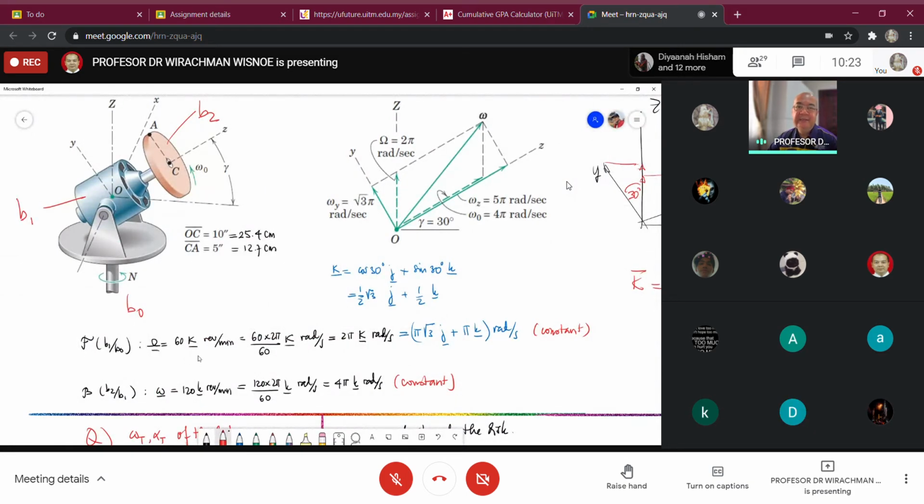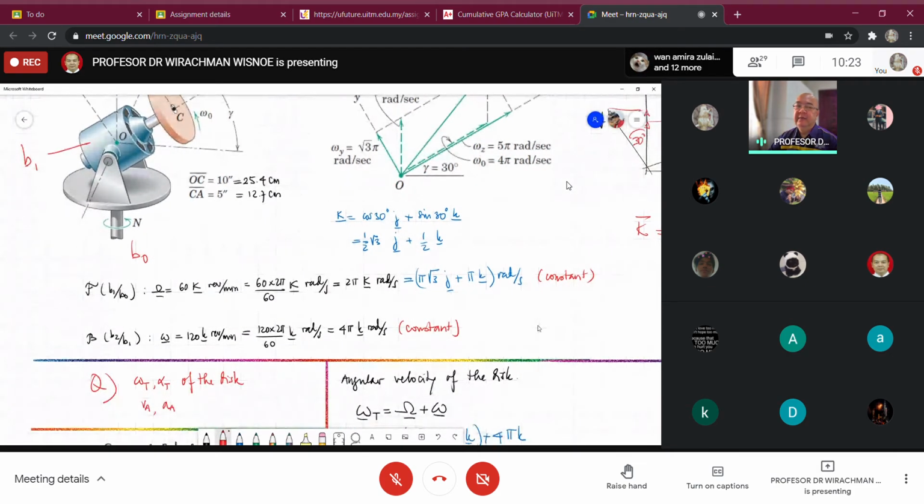So now in this 3D, we need to separate between lowercase and capital. So the capital unit vector indicates the fixed frame. And then for the body frame, the rotating frame, we refer to the small omega. And then the rotation is about the small z axis, positive. So we write small k.